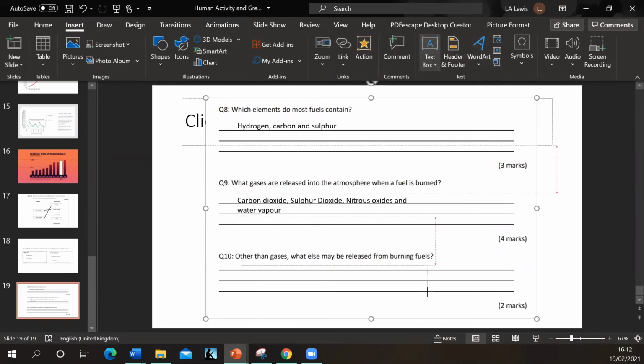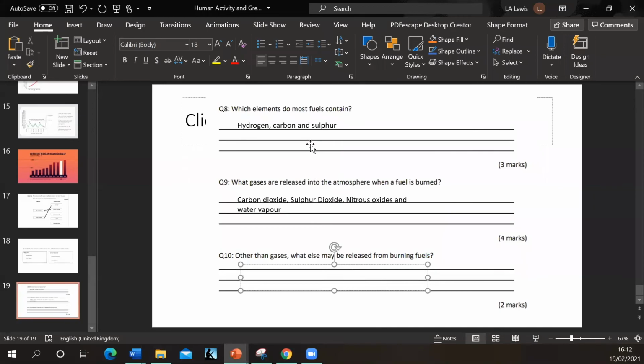It's just remembering, isn't it? It's not too difficult. I wouldn't say this is a difficult part of science. It's mainly just remembering what you need to remember. Now I've presented it here for you what they're going to ask. Other than gases, what may be released from burning fuels? So we had particulates, and soot. Soot is actually carbon.